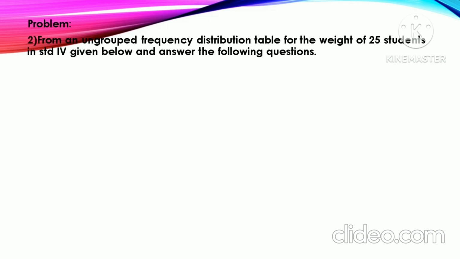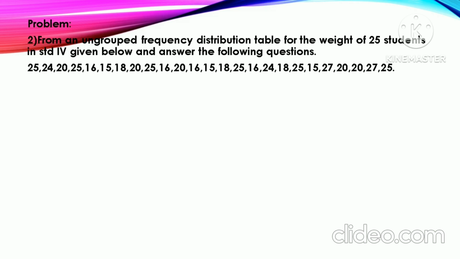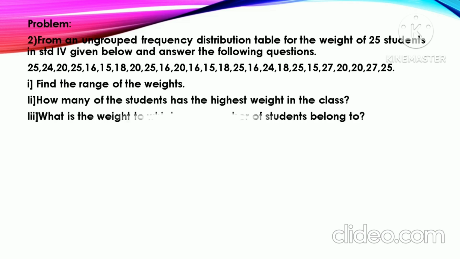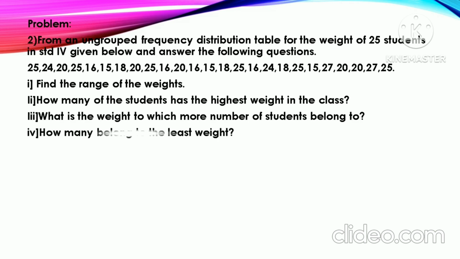Next, let's discuss a small problem. From an ungrouped frequency distribution table for the weights of 25 students in standard 4 given below, answer the following questions. The data is given. The first question is, find the range of the weights. Second, how many students have the highest weight in the class? Third, what is the weight to which the most students belong? Fourth, how many belong to the least weight?